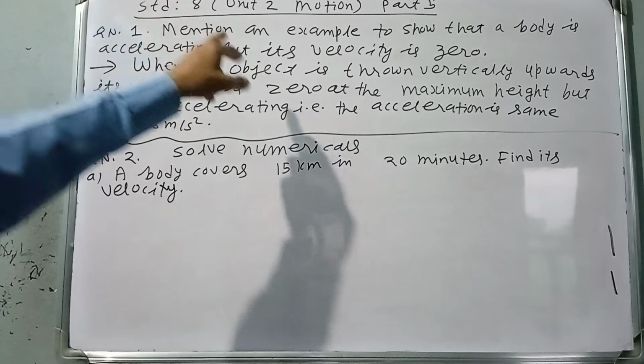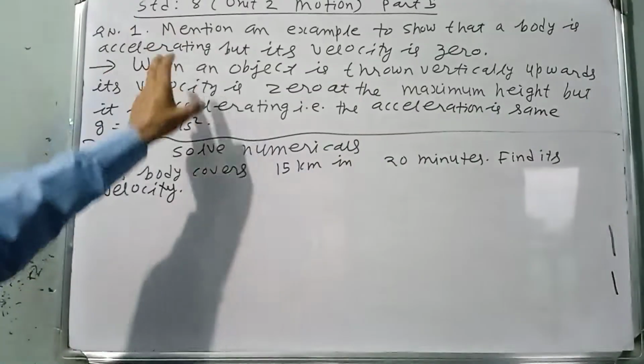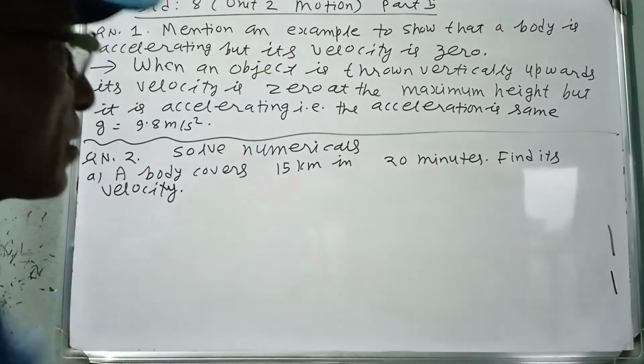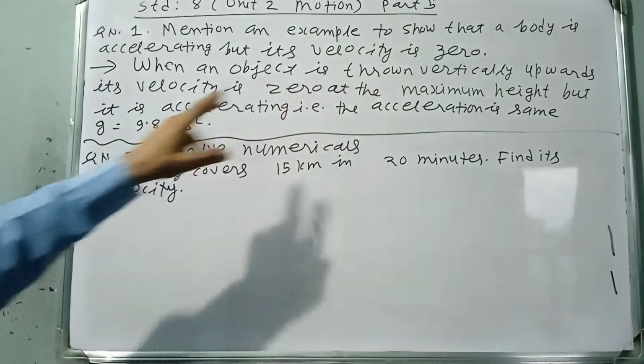Means an object has acceleration but its velocity is 0.